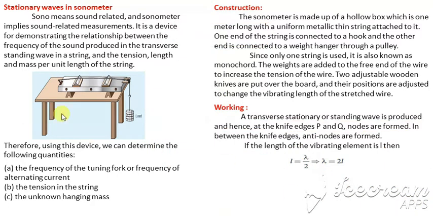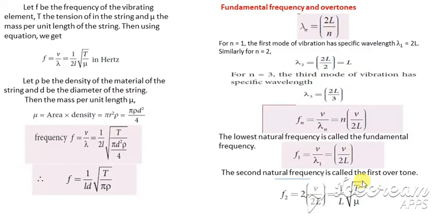Okay, clear. Here only one node is formed, so in both ends the length is taken as lambda by 2. Then lambda is equal to 2L. Next, F be the frequency. The formula for F is equal to V by lambda. Now substitute the value of V as well as lambda here.